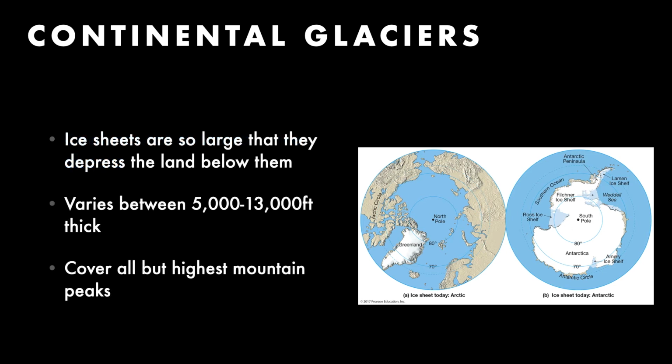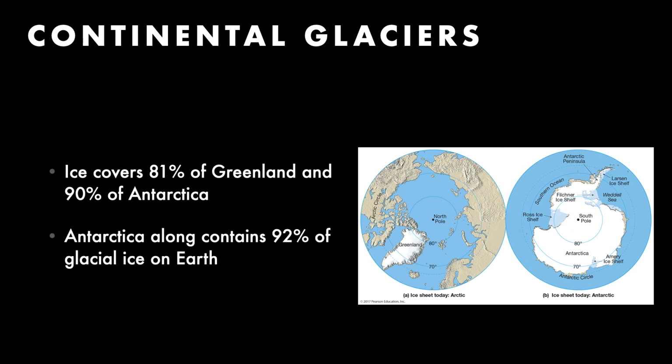Ice sheets are so large that they depress the land below them, which is to say that they push land below them down because they're so heavy. And they vary between about 5,000 and 13,000 feet in thickness. Now, these cover all but the highest mountain peaks in the areas where we find them, which again would be Greenland and Antarctica. Ice covers about 81% of Greenland, and it covers about 90% of Antarctica.